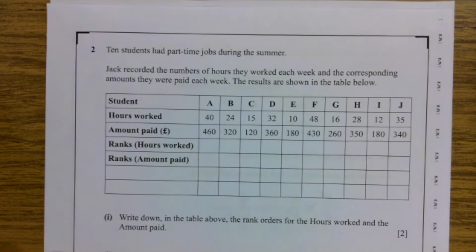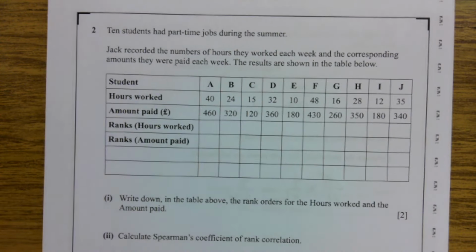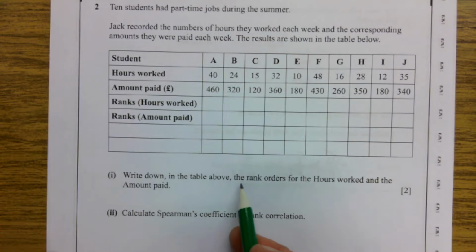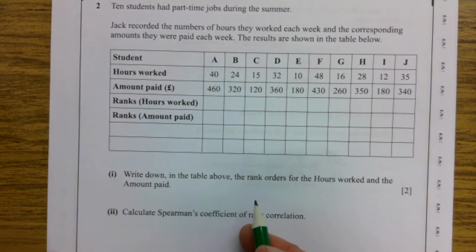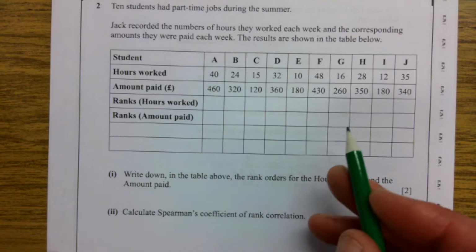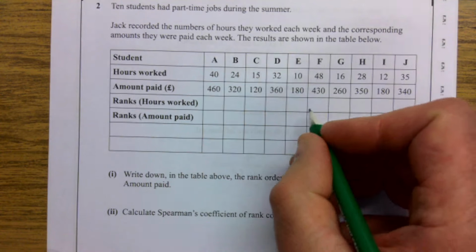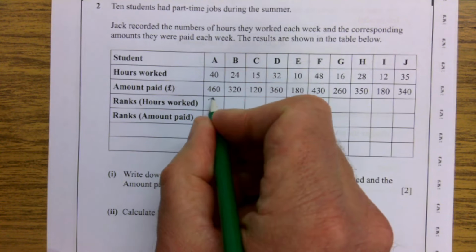Question 2. 10 students had part-time jobs during the summer. Jack recorded the number of hours they worked each week and the corresponding amounts they were paid each week. The results are shown in the table below. Write down in the table above the rank orders for the hours worked and the amount paid. So for the hours worked, the highest one here is going to be F, so it would be 1. The next one then is A.